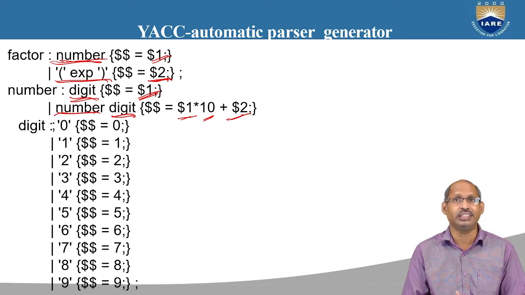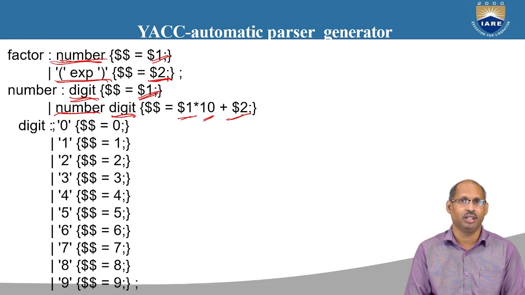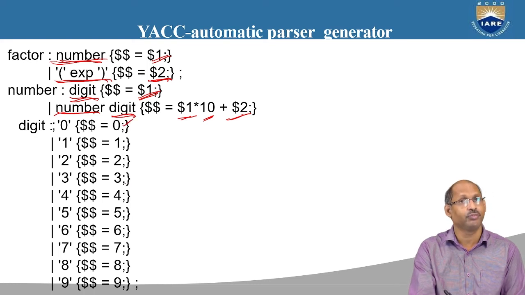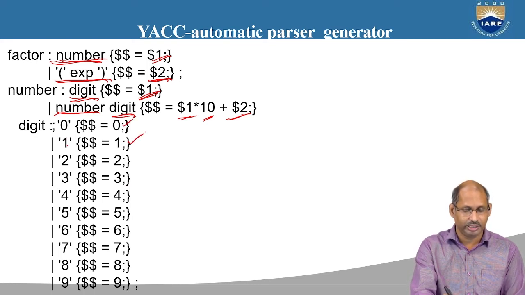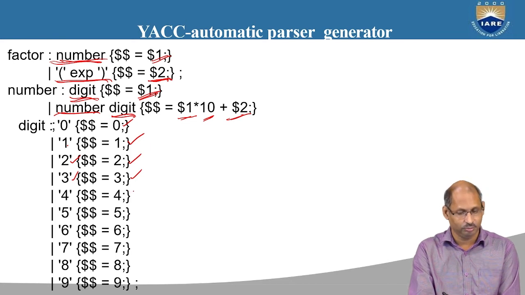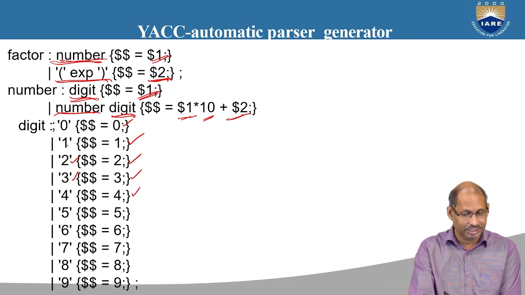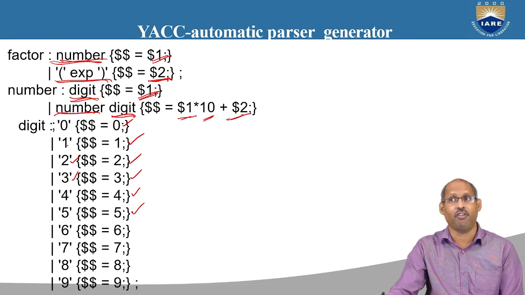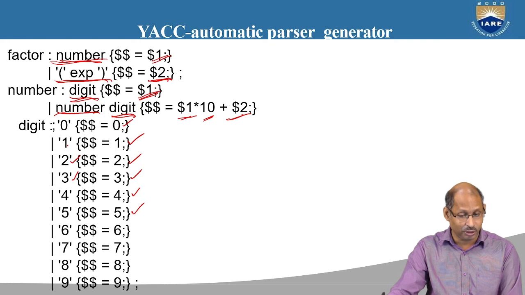So depending on the number of digits. If the digit is a 0, it returns value 0 itself. If it is a 1, it returns value 1. If it is 2, it returns value 2. If it is 3, return 3. If it is a 4, return value 4. If it is a 5, return value 5. If it is a 6, so up to 9 and 0, depending on the input value, it will return the corresponding 0 to 9 digits. Right?